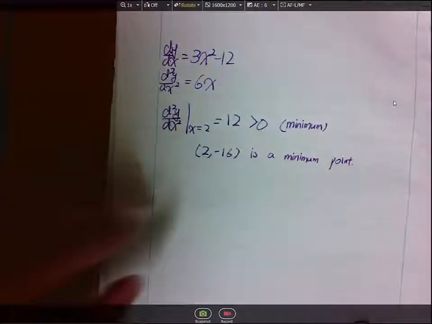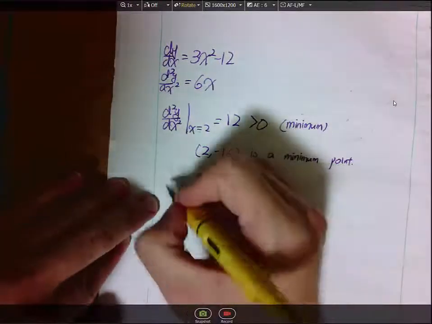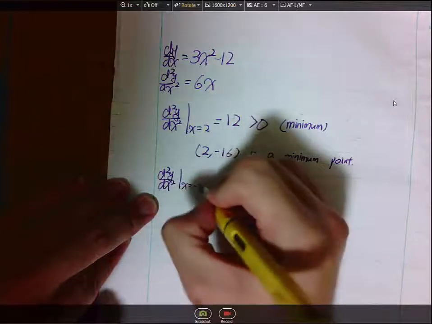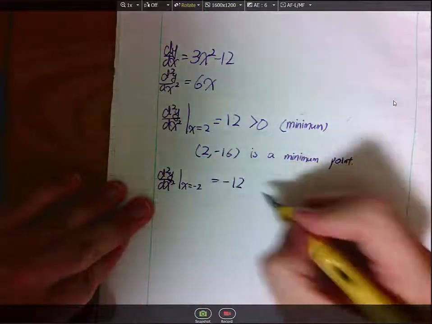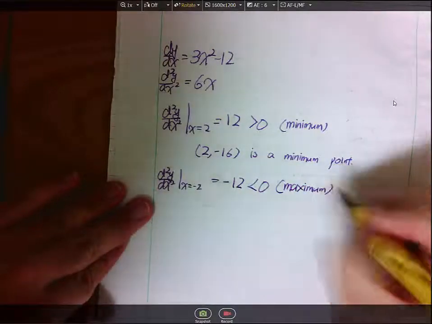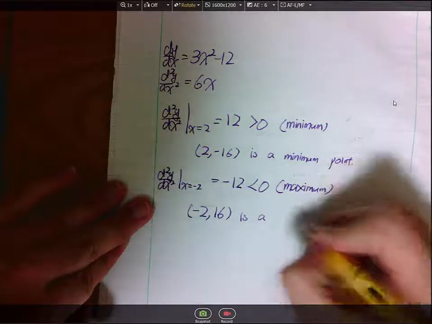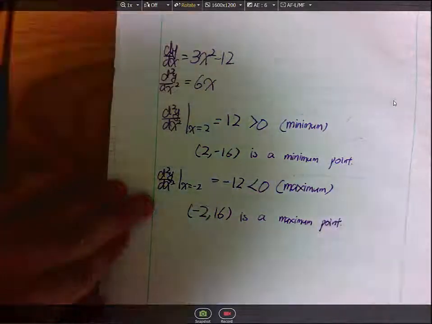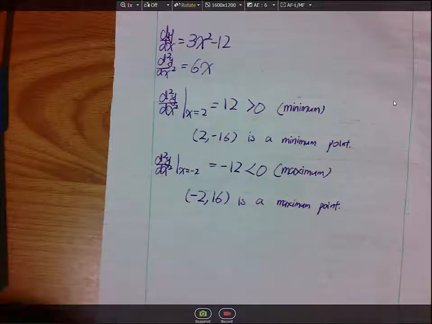So instead of testing the different signs like we did just now, we can just do this using the second derivative. Similarly, when I let x equal negative 2, 6 times negative 2 is negative 12, which is smaller than 0. This indicates that this is a maximum point. So therefore I know that (negative 2, 16) is a maximum point. And that's that for my examples from exercise 16.1. Thank you for watching.